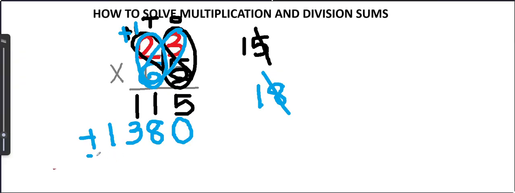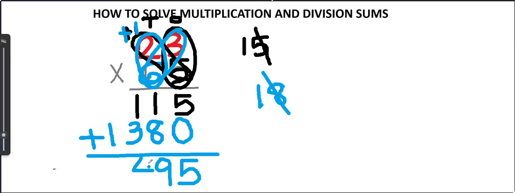So I'm going to put the plus sign here because we are going to add up the numbers now. That is going to be a 5, a 9, a 4, and a 1. So your final answer is 1495. What did we do in this sum?